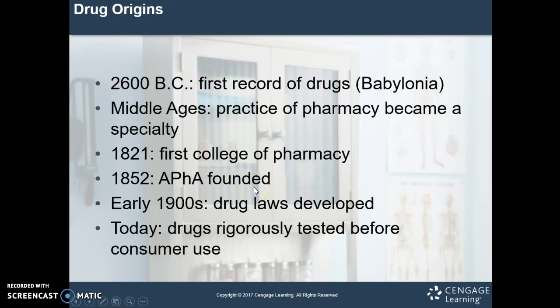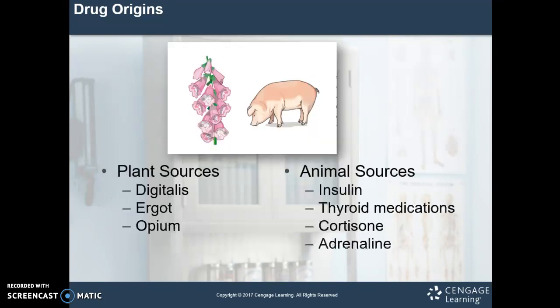So a little bit about the history of drugs. They've been around for a long time. 2600 BC was the first record of drugs in Babylonia. In the Middle Ages, the practice of pharmacy became a specialty. And in 1821, the first official college of pharmacy was formed. APhA, which is the American Pharmacists Association, was founded in 1852. And in the early 1900s, even though drugs had been around for a long time, we finally started developing laws to regulate them. Today, drugs are rigorously tested before consumer use, which is good news for our patients because we know that they're both safe and effective.